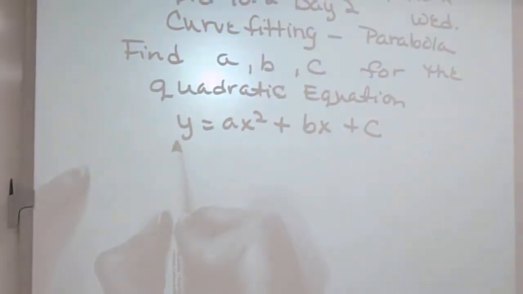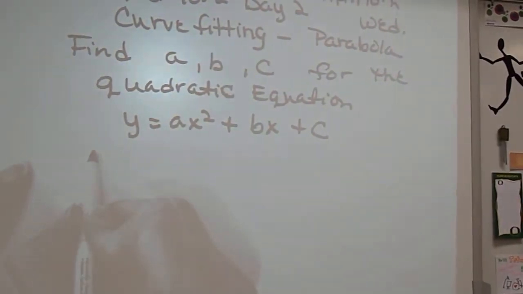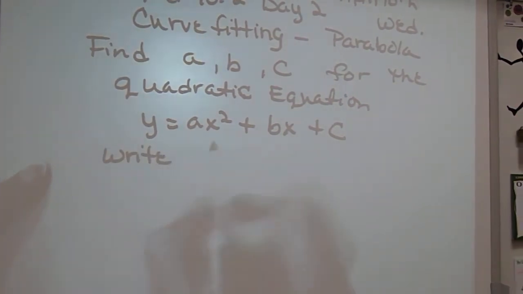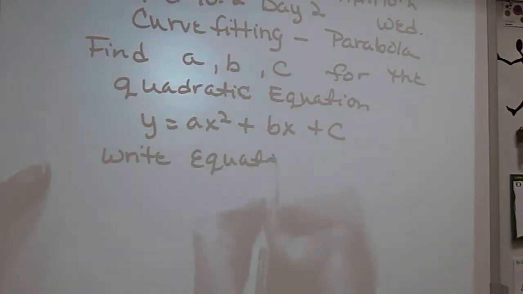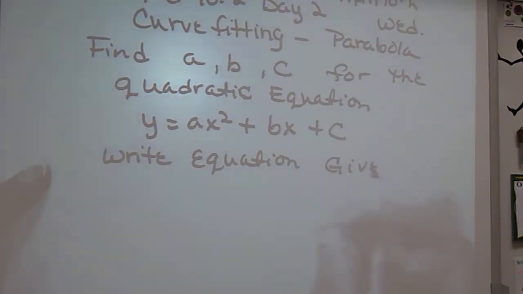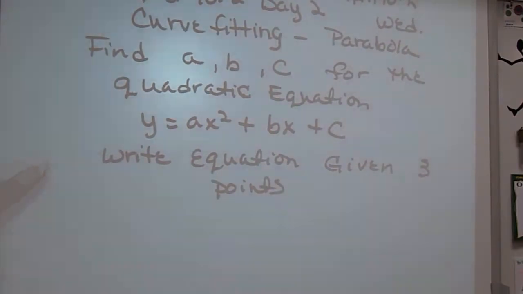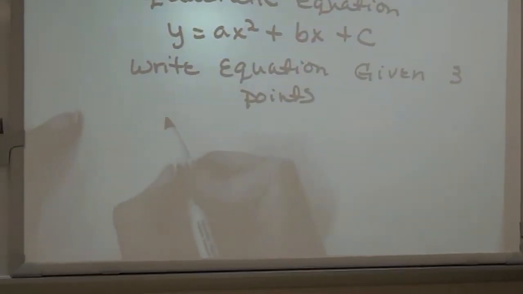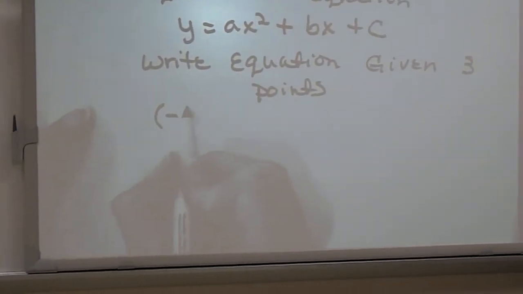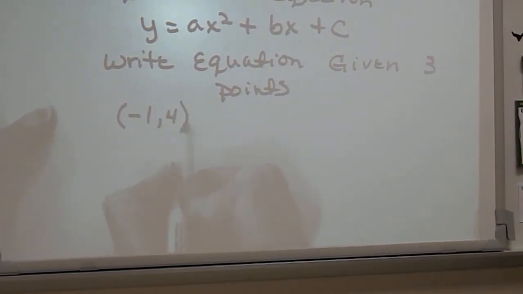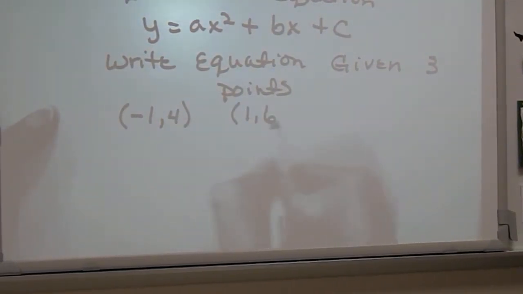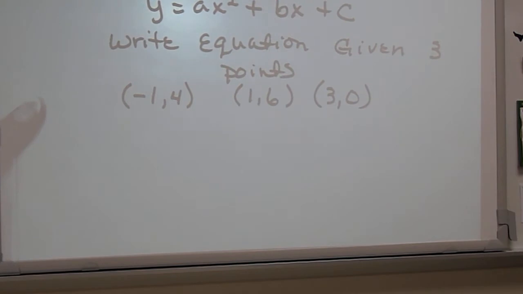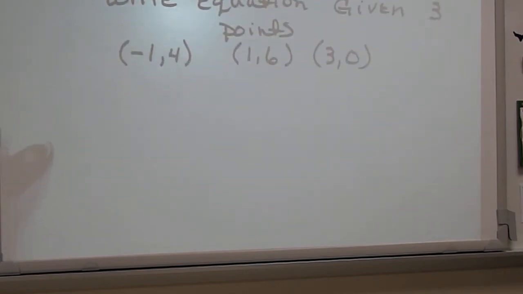All right. We are going to write the equation given 3 points. I'm going to pick 3 random points on a quadratic equation, and you're going to write the equation. So here are the points. Let's go with -1, 4, 1, 6, and 3, 0. Okay, so these are the points that we're going to use.